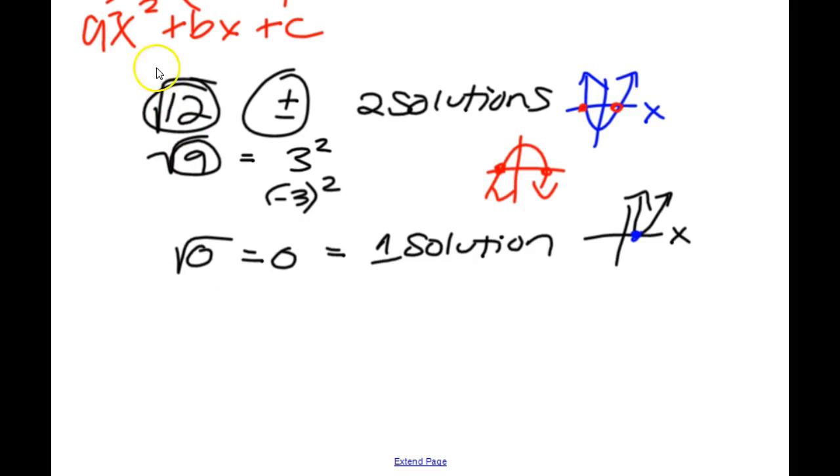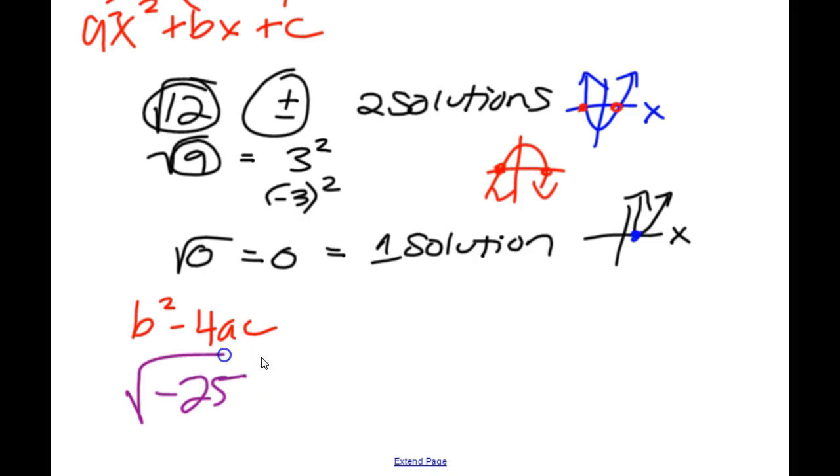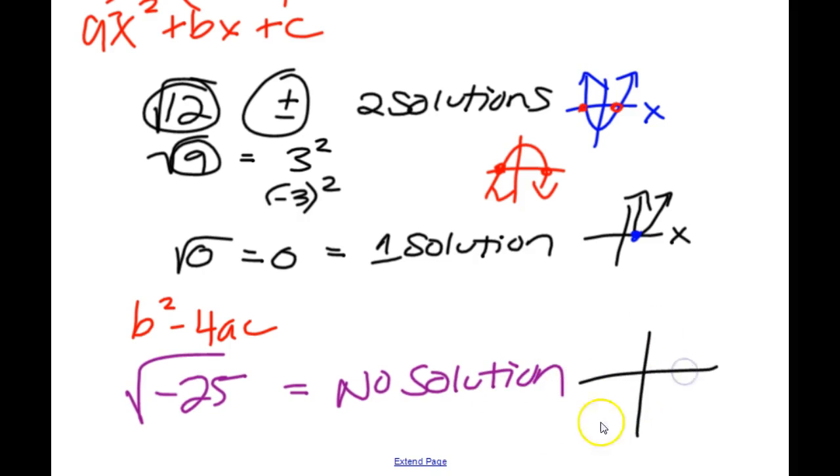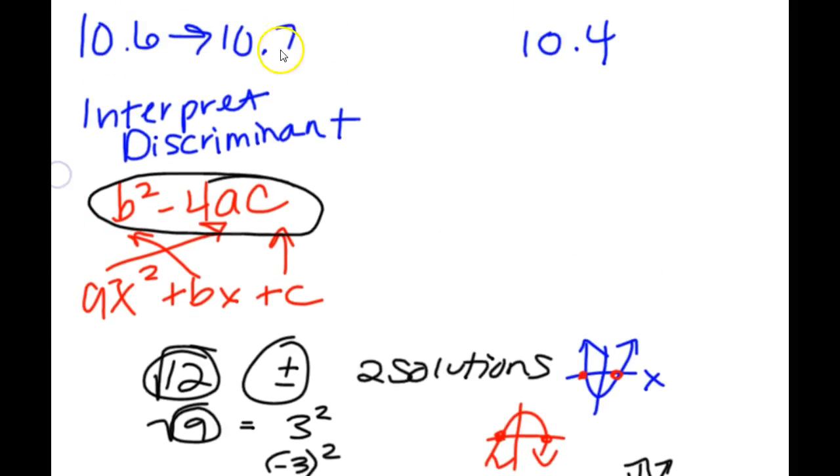And then finally, if we solve our discriminant b squared minus 4ac and we get an answer like a negative number, like negative 25, you cannot take the square root of a negative number, so this would be no solution. Meaning, if we were to graph this, it would not be touching the x-axis. So that was all we did on 10.7.